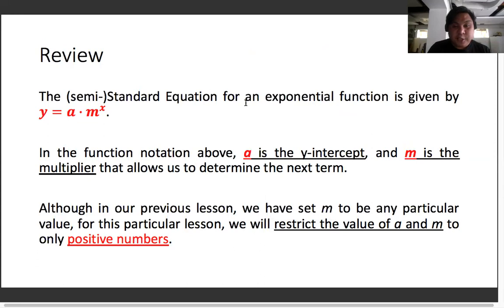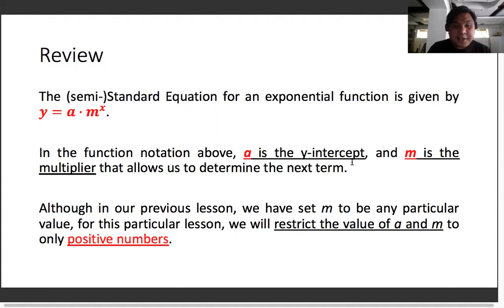The semi-standard equation for exponential functions is given by a times m raised to the x. Okay, so take note that a is the y-intercept. So this is what we refer to as the zeroth term. So usually, if it's just expressed as a series of numbers, the very first number is what we call the first term. The zeroth term is the term that comes before the first term. So it's like invisible. You don't see it in the series of numbers. You actually have to determine it.